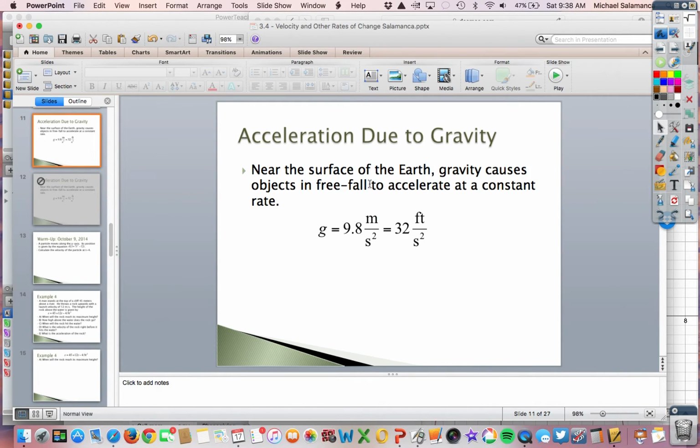So, acceleration due to gravity. It says near the surface of the Earth, gravity causes objects in free fall to accelerate at a constant rate. When we look at gravity in the metric system, it's measured as 9.8 meters per second per second. In the US system of measurement, it's 32 feet per second per second. So every time we throw something up in the air, gravity is pushing it back down at these specific rates.